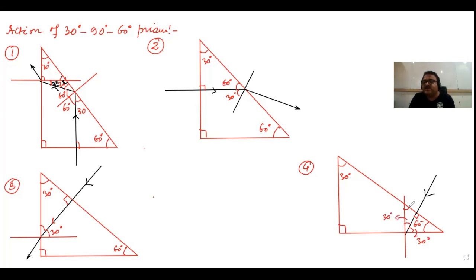If it is 60 degree, obviously the angle of incidence is more than the critical angle for the pair of media. So in this case, obviously total internal reflection will take place, correct? And the light ray will move like this, because the angle of incidence is equal to the angle of reflection. So it is also 60.